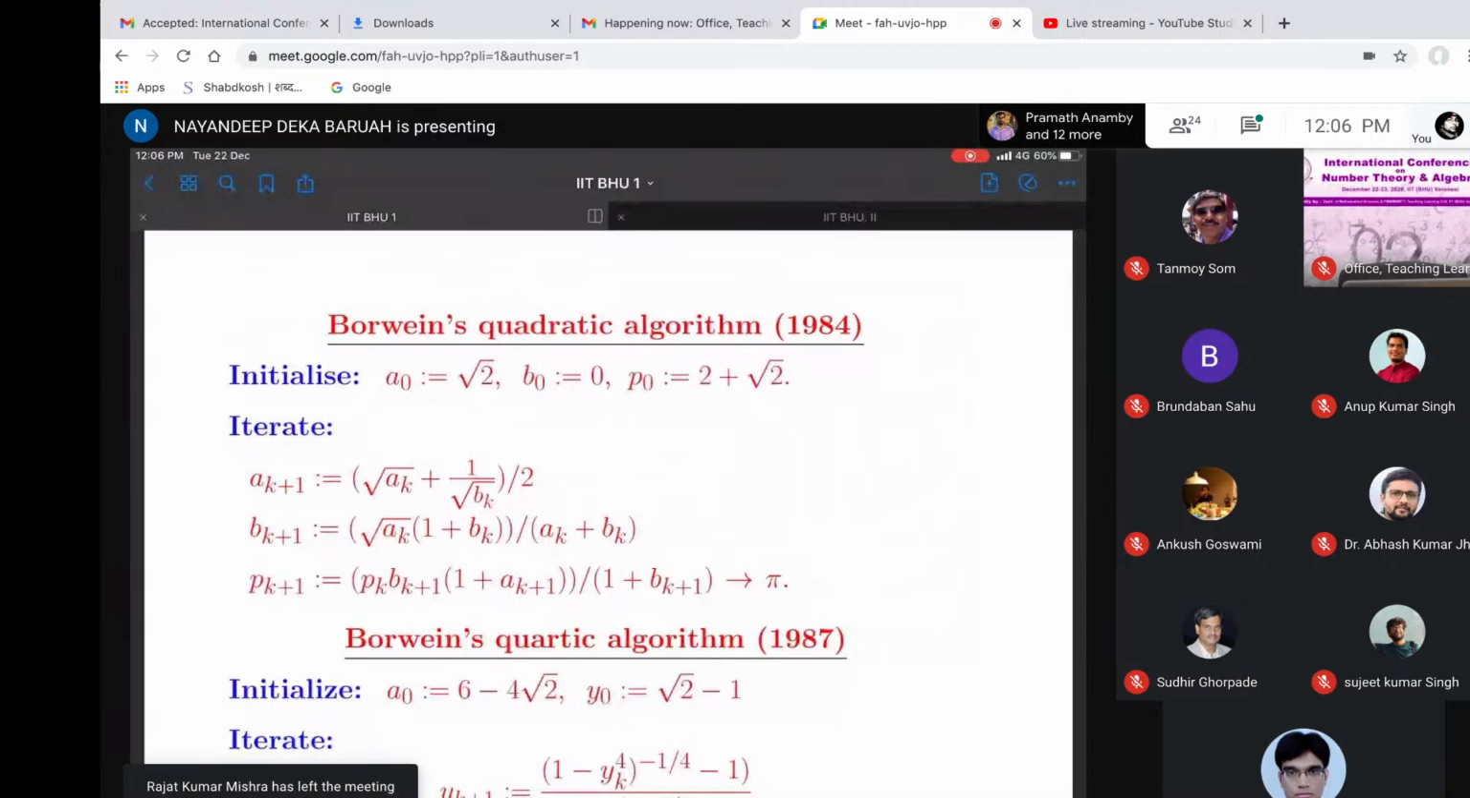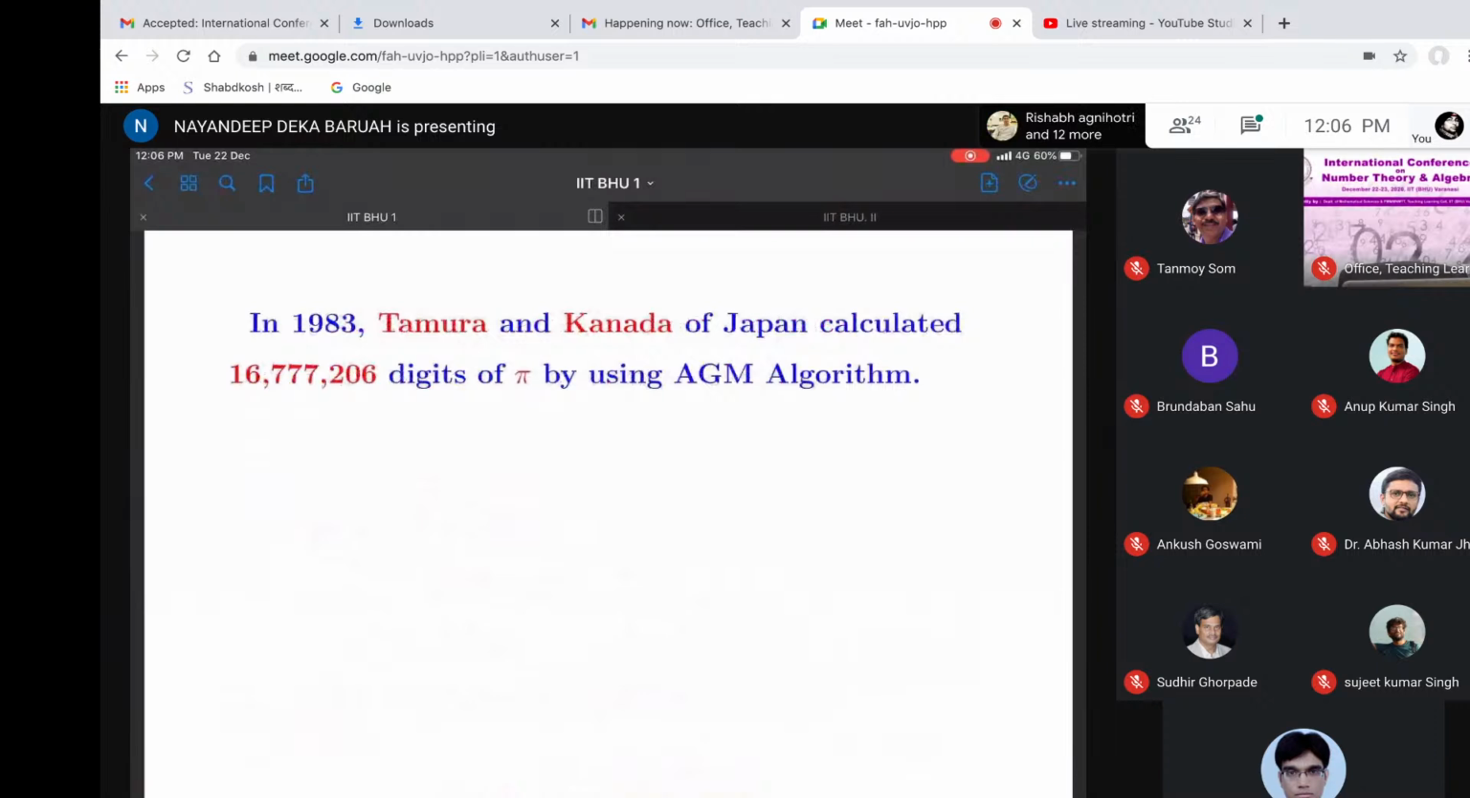So in 1983, using those AGM algorithms and Borwein quartic and quadratic algorithms, etc., Tamura and Kanada of Japan calculated over 16 million digits of pi, 16,777,206 digits of pi, by using AGM-type algorithms. And that was before Ramanujan's series, then Ramanujan came into the picture.